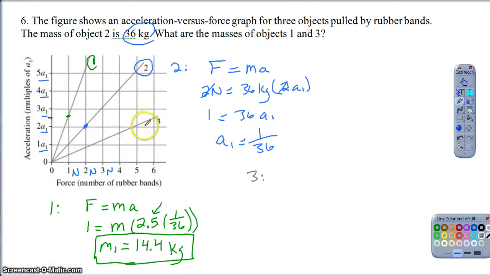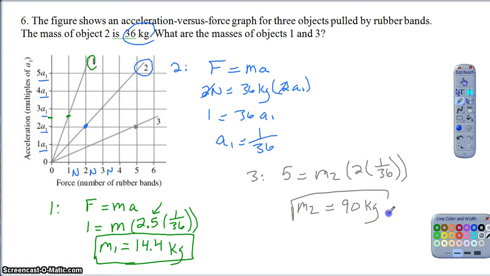There's no right or wrong answer to this. I might even choose all the way over here. Again, I know that's not perfect, but it's pretty close to that point at 5 and then 2. So I'm going to say the force is 5, the mass is what I'm looking for, and the acceleration is about 2 times A1, so 2 times 1 over 36. And once again, I'm just going to solve for m2 here. So 2 times 1 over 36 would actually be 1 over 18, so multiply 18 by both sides, and I get about 90 kilograms for that second mass.